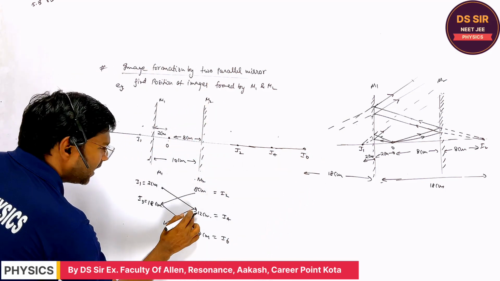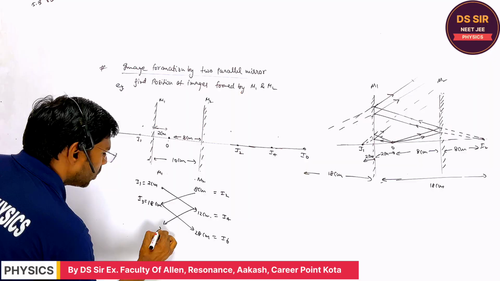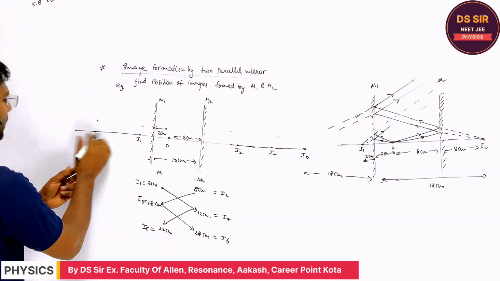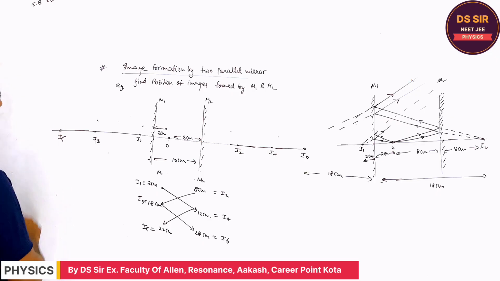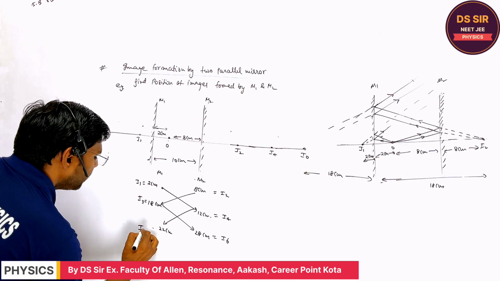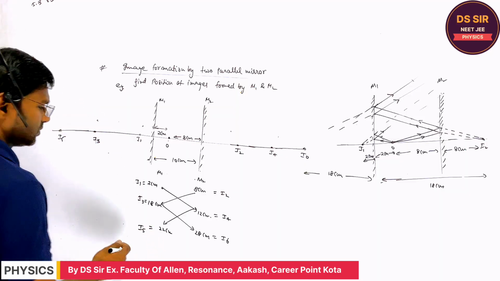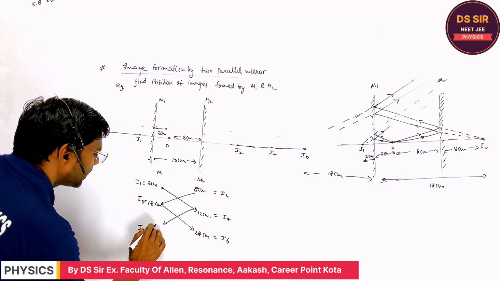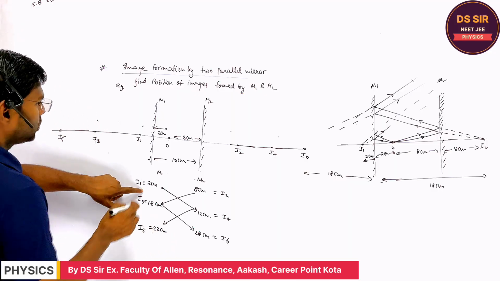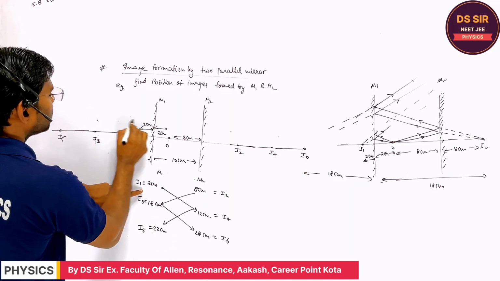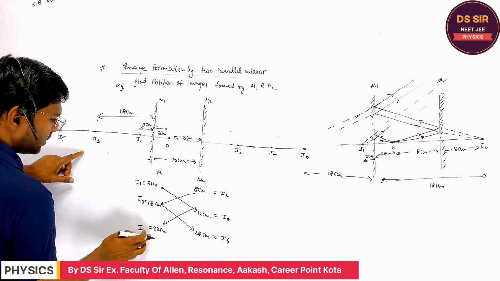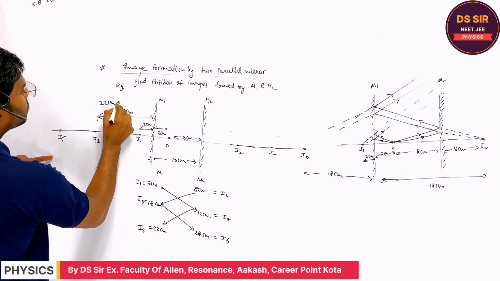And if you add the 12 plus 10, 22 centimeter, right? So this is the I5. Behind this is the position of I5. So without making the figure and without doing any very big calculation, 12 plus 10, 22 centimeter. So this is the 2 centimeter. The next image is 18 centimeter. The next image is 22 centimeter.